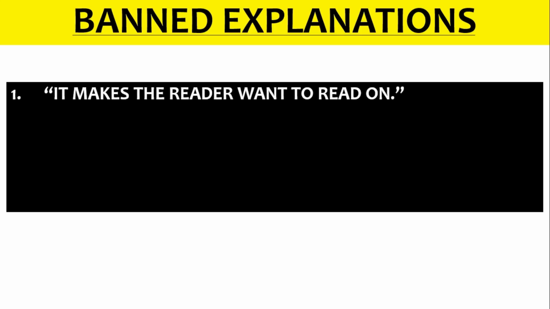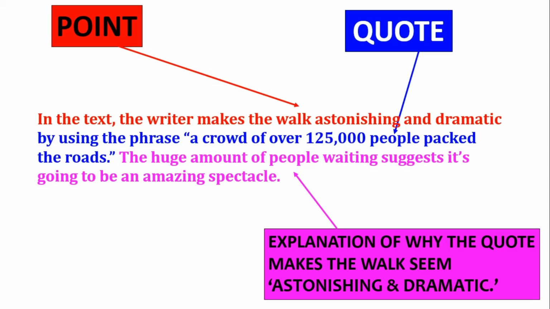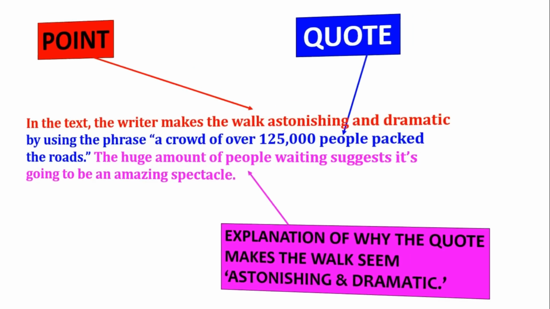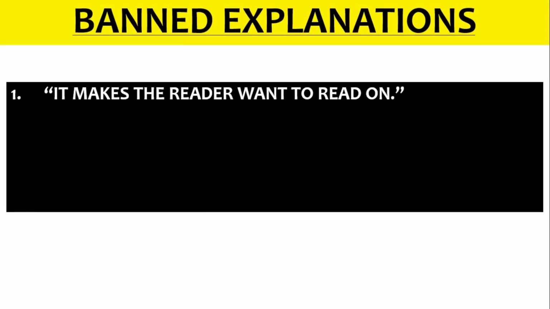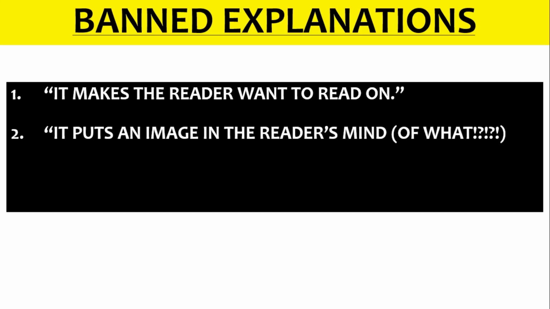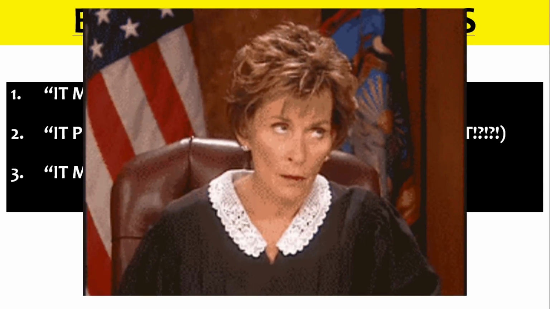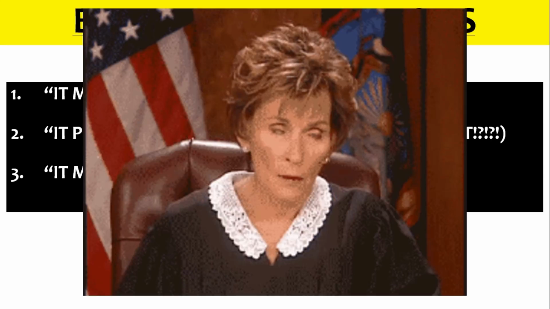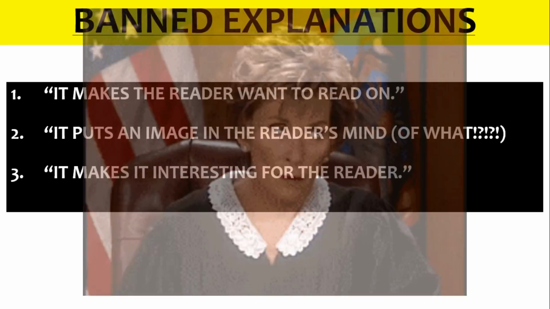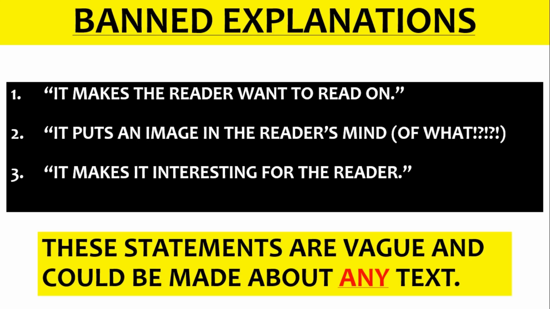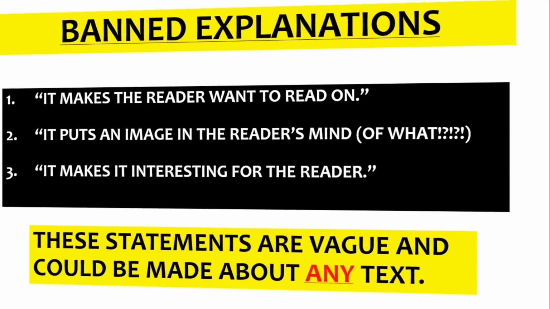Now, banned explanations in this question. This is the big thing where people go wrong: instead of zooming into the quote, instead of doing the pink like we do here, explaining why, being specific, saying why those one or two words are being used, people who don't really know what they're doing tend to go really general. They would write a quote and then say this makes the reader want to read on. This puts an image in the reader's mind. It makes it interesting for the reader. All of these will get you absolutely no mark, and the examiner will just give you a big fat 0. You've got to pick a word and say why that word is being used. These are all vague and could be made about any text. It's just a bit of a panic answer people do.